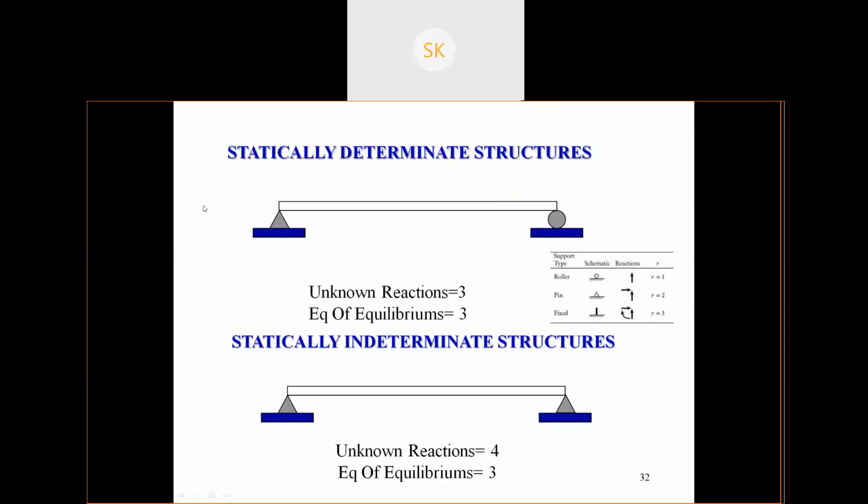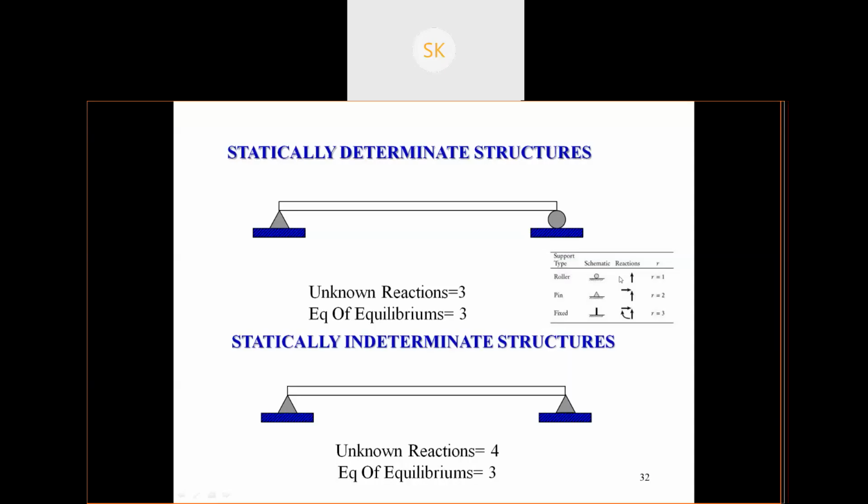As we have the definition, to go back to the definition, a structure for which all the unknown reactions can be determined using the equations of equilibrium. Whatever be the unknown reactions, all can be determined by the equations of equilibrium. That will be referred to as a determinate structure.